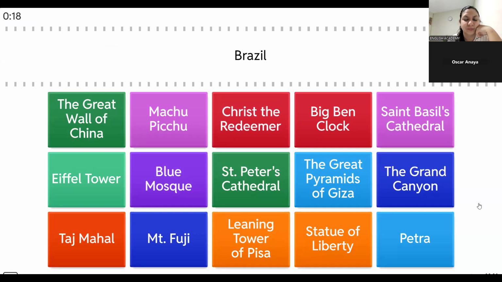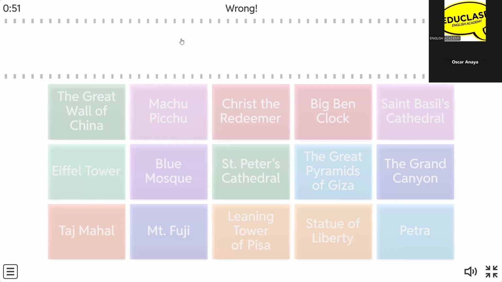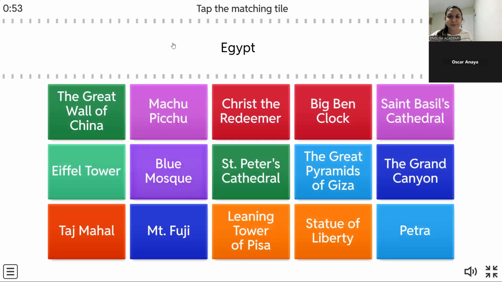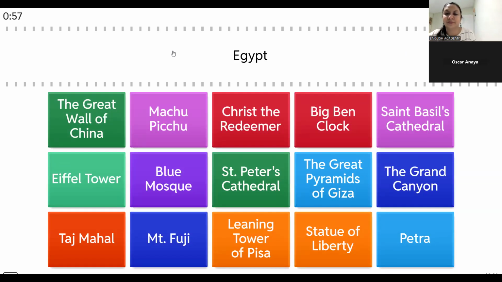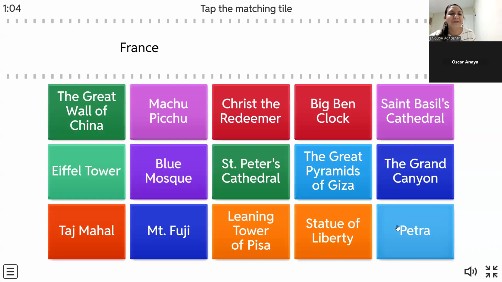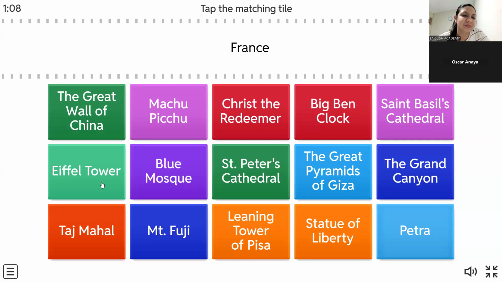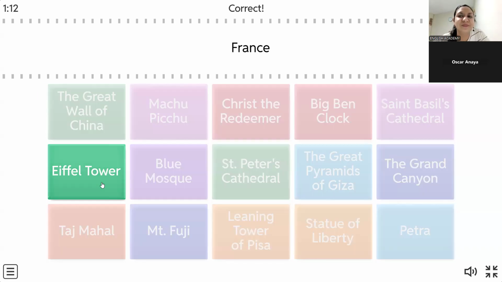Christ the Redeemer. I'm sorry, it was a mistake of my finger. Egypt. Petra? Incorrect. The Great Pyramid of Giza. France. Eiffel Tower.